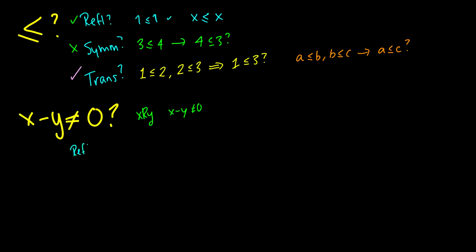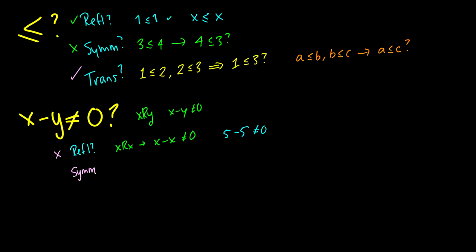So let's check the properties. Reflexive: this should be pretty simple. If we have x R x, that means that x minus x is not equal to 0. But we know that any number minus itself is always 0, so this can't possibly be true. Let's just pick 5 minus 5 and say that's not equal to 0. That doesn't make sense, because 5 minus 5 is 0. So clearly, it's not going to be reflexive.